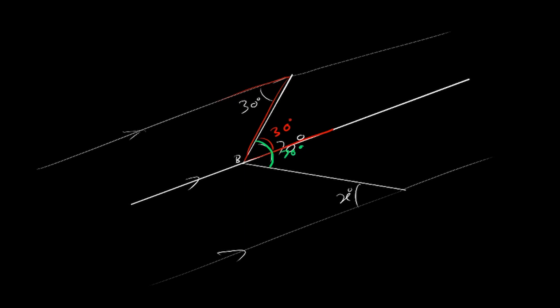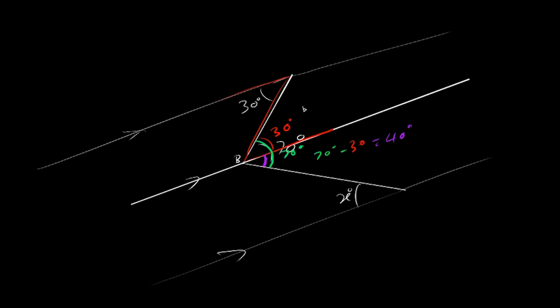So the pink angle, which will be this angle here, will be 70. I'll color code it. Which will be 70 minus 30. So therefore, the pink angle is 40 degrees. So this here is 40 degrees.